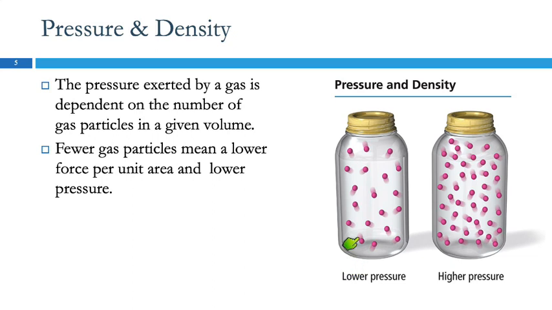In this container, they will have collisions with the container and exert some pressure. But here, with those gas particles moving at the same rate, because there are so many more in there, there's going to be more pressure, right? More gas particles, more force per unit area. Fewer gas particles, less force per unit area. Does that make sense?